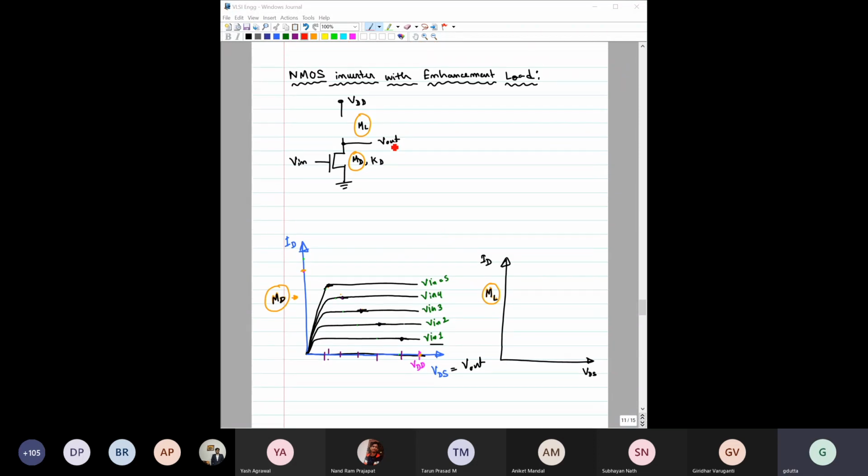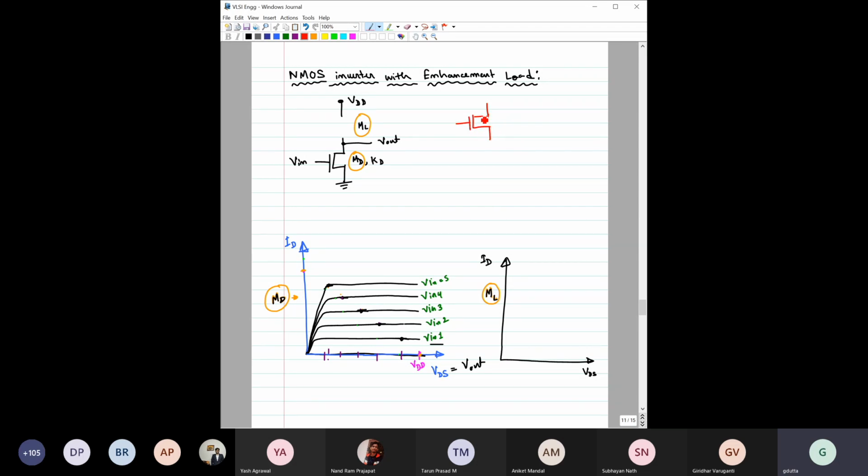The next design would be this NMOS inverter with enhancement load. So what do you mean by enhancement load? Enhancement load means it is basically a MOSFET. This is a MOSFET, again an N-channel MOSFET.